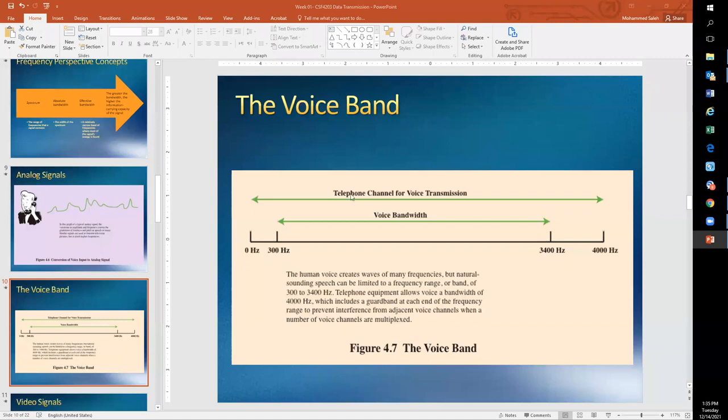Now, the human voice frequency is from 300 hertz to 3,400 hertz, or 3.4 kHz. But for the telephony system, we give a channel of 4 kHz.